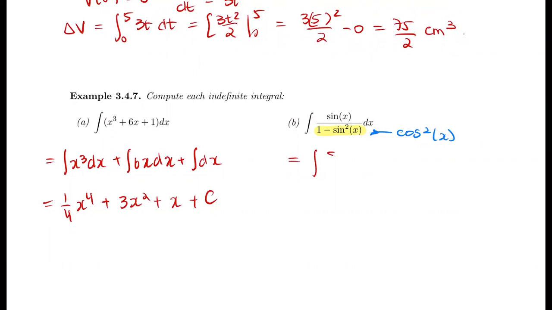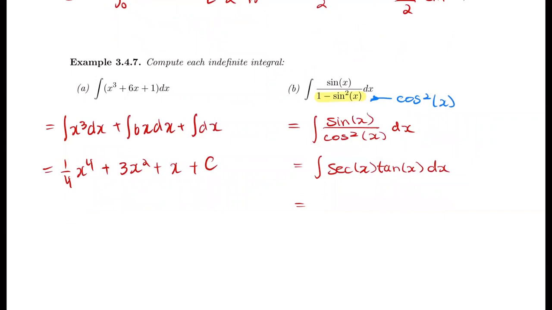So if we rewrite it as sine x divided by cos squared of x dx, well, that's also the same as saying sine x, or no. So we have secant of x, and we also have a tan of x here. But this is indeed the derivative of secant of x here. So that means the antiderivative is just going to be secant of x plus c. And that's all for this part.